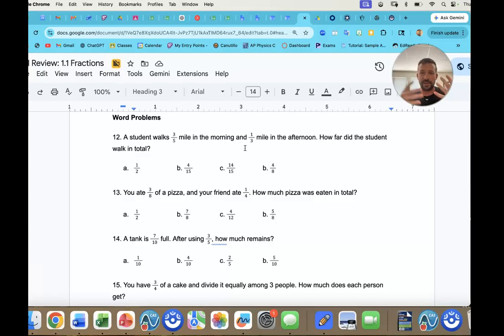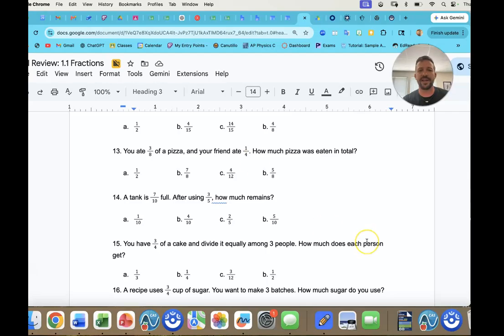And then if you can figure out which operation you're supposed to do on it, then I already showed you how to do them. This should be an easy problem. In this case, the student walks 3/5 of a mile in the morning, and 1/3 of a mile in the afternoon. How far did the student walk in total? Well, that means you got to add them, right? So just find a common denominator, put them together, you got yourself an answer.